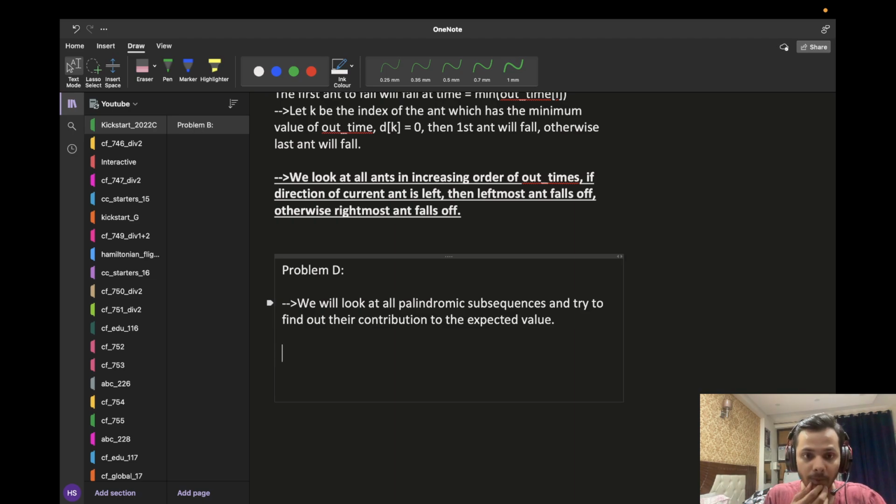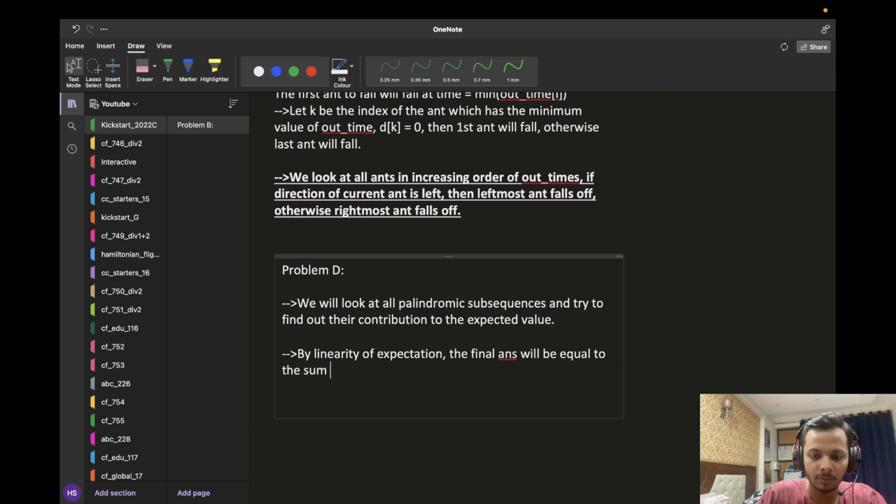Okay. If you don't know about linearity of expectation, again, I think you should first learn about it. So by linearity of expectation, the final answer will be equal to the sum of contribution of each palindromic subsequence.